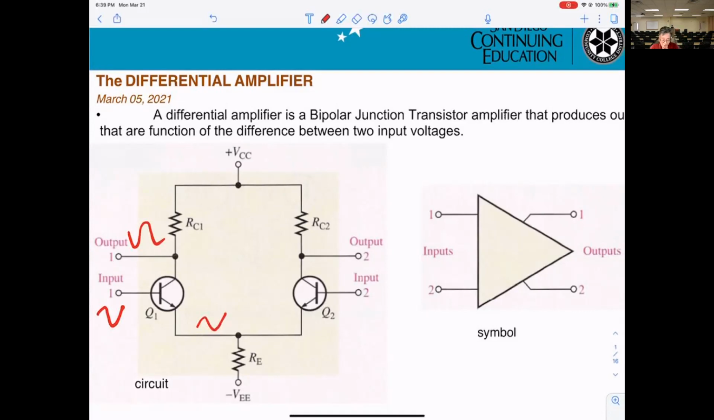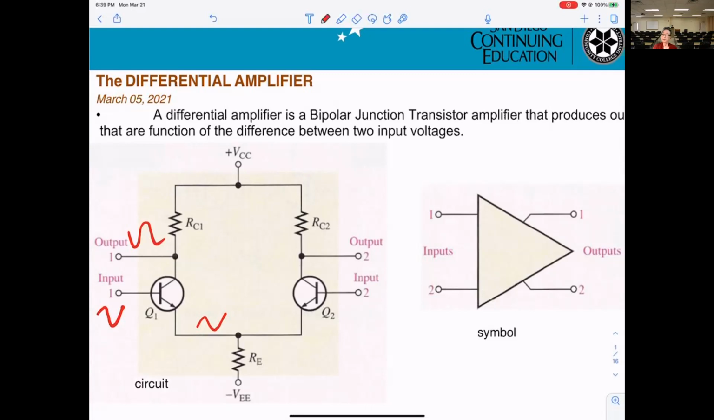So, what is the configuration for Q2? Common emitter. Come on. If you're looking at the display, the sine wave is applied to where? For Q2. It's a common base. Exactly.